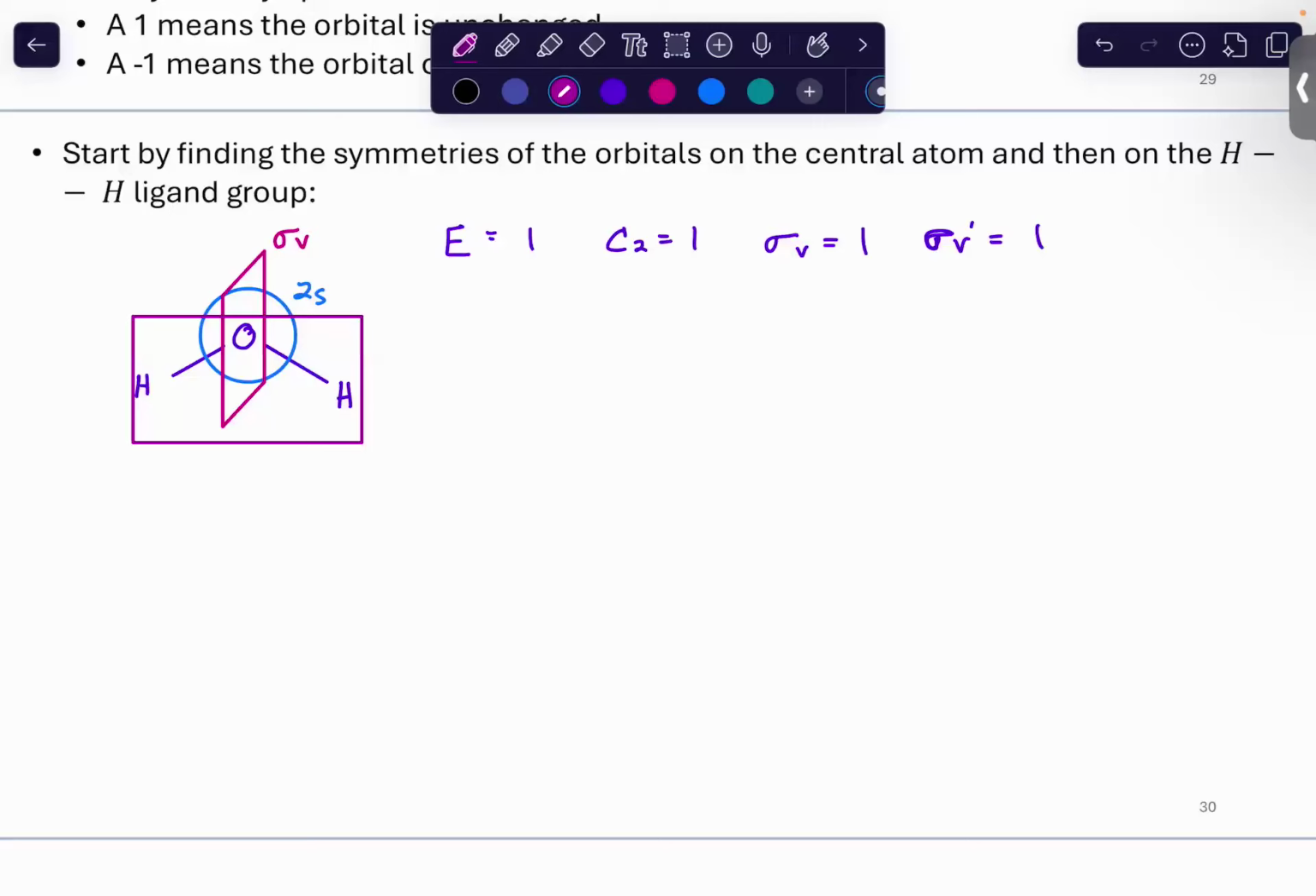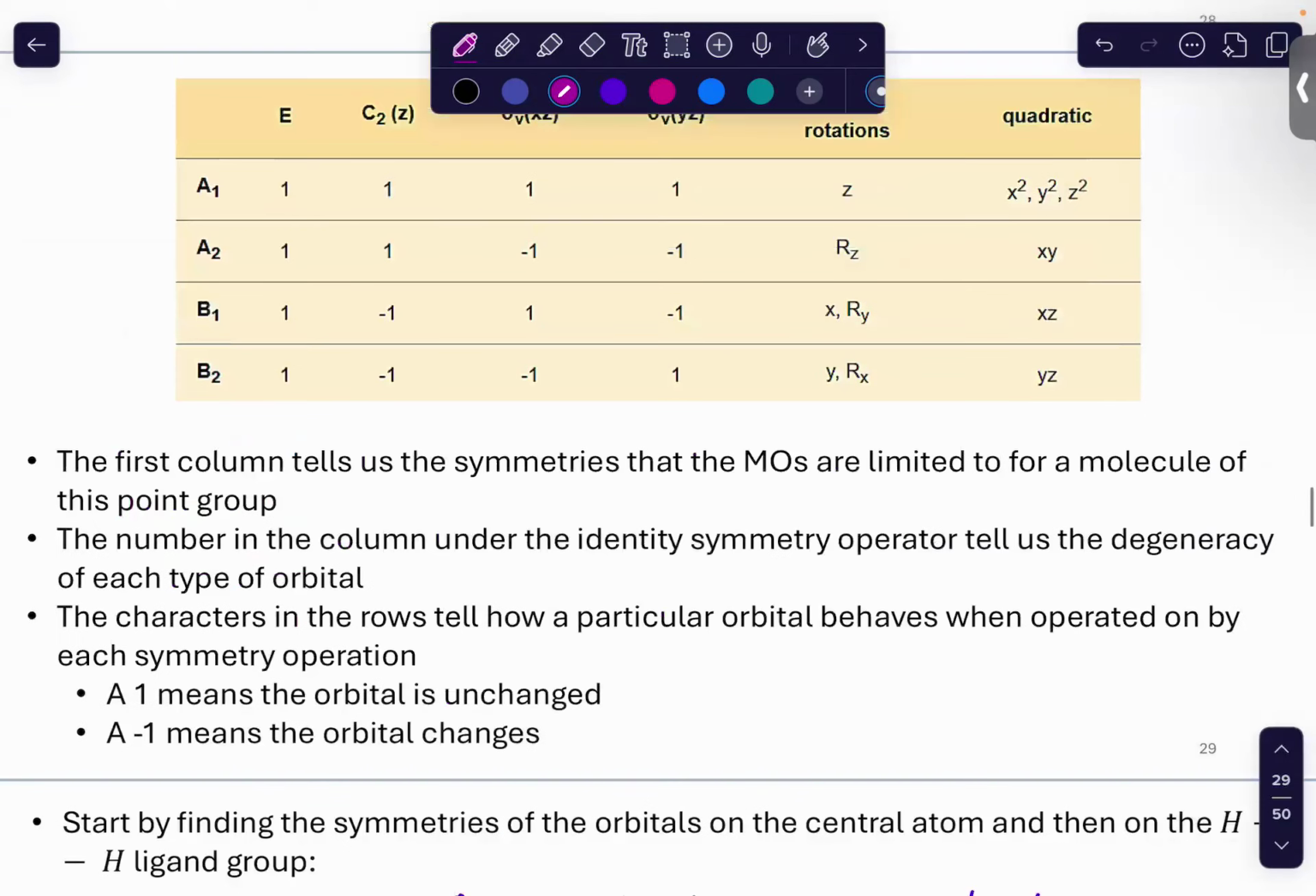Okay, so let's look at what we mean by a -1 changing the orbital. First off, let's assign the symmetry of the 2s orbital. If we have 1, 1, 1, 1 all the way across, that's going to be an A1 symmetry.